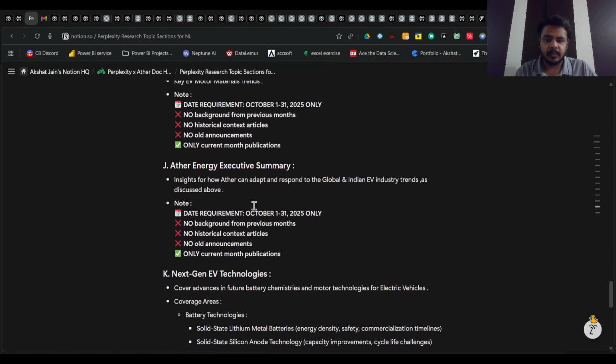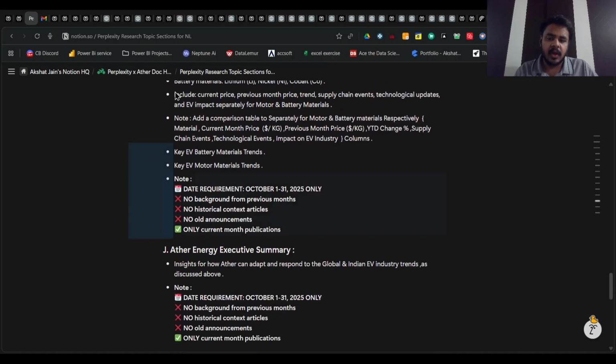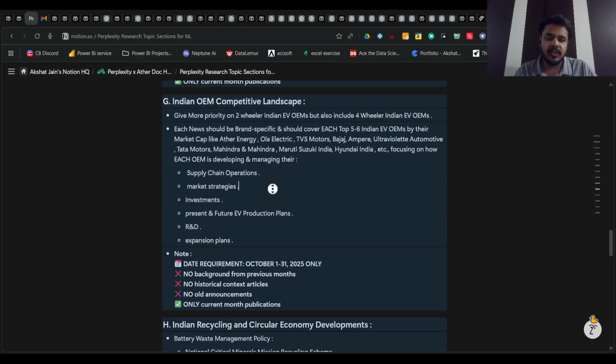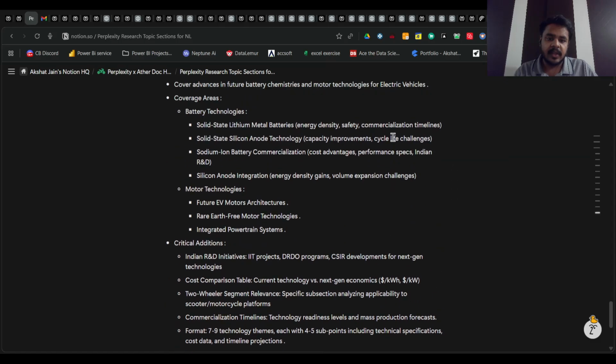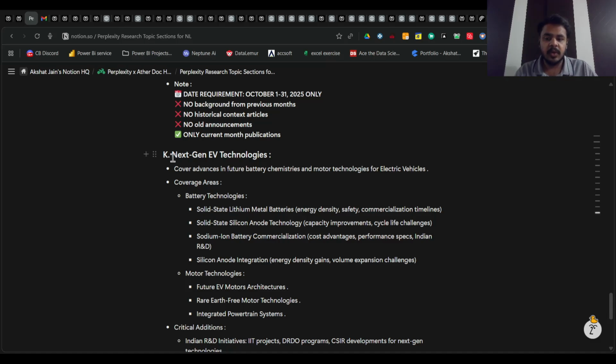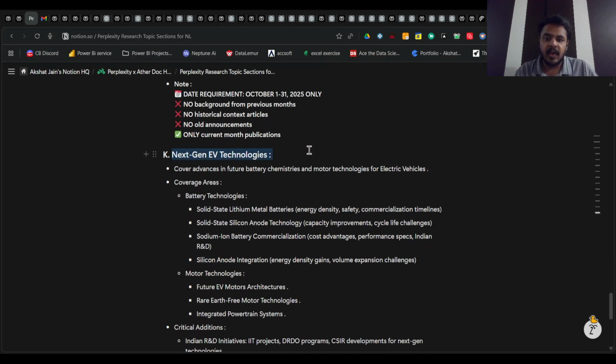Okay, then what is the executive summary for Aether Energy, right? So basically it uses all the features that we have here. It will consolidate all those features, and then for Aether Energy specifically, it will tell on what areas Aether Energy should focus on, right? And then we have the next gen EV technologies, like for the future. What are the future advancements that can be done in the battery technology space and the motor technology space in the EV sector?